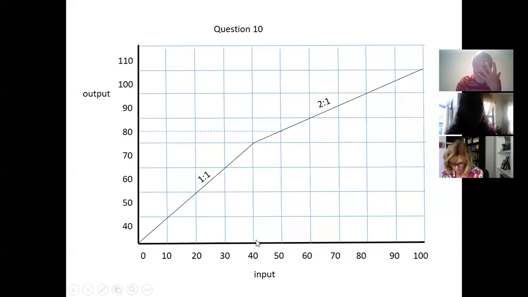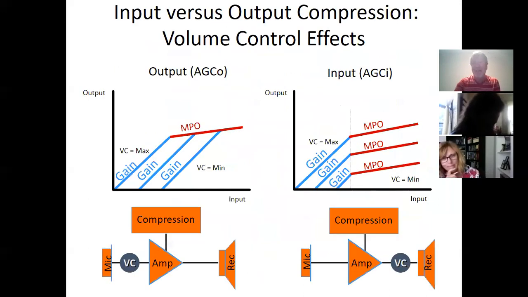So you just let your graph tell the story. 40 in, it would have to be 75 out, because you're already in compression territory. If my input went down by 10, my output would only go down by 5. Admittedly, a tricky question, but nonetheless.